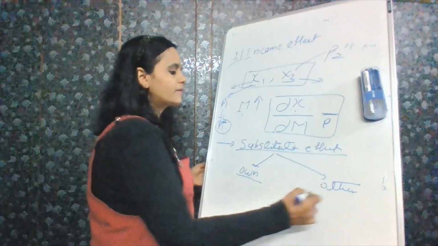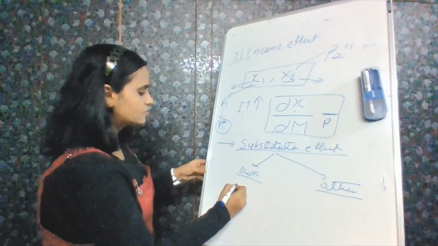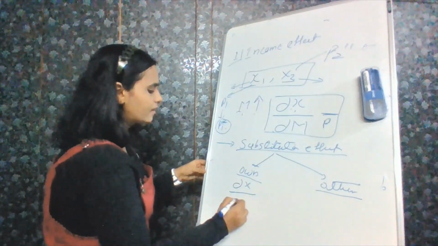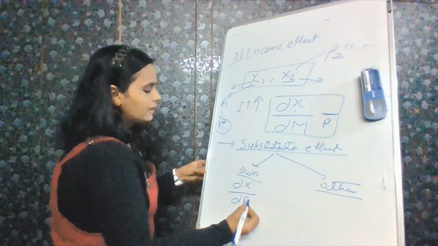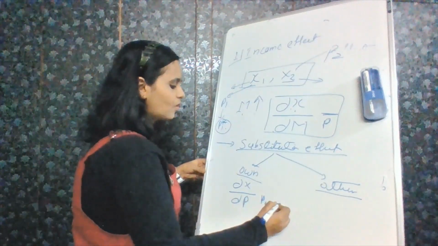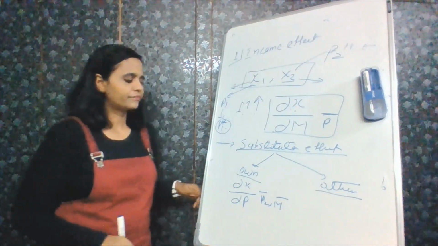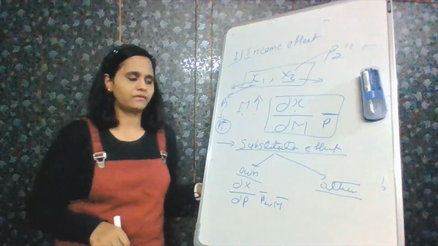If the price is changing for one product, the own substitution effect will be dx divided by dp, where dp is your price change, keeping the other price constant and your income constant. So P2 will be constant here and M will be constant here. So that is your own substitution effect.